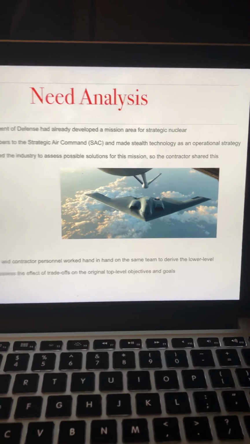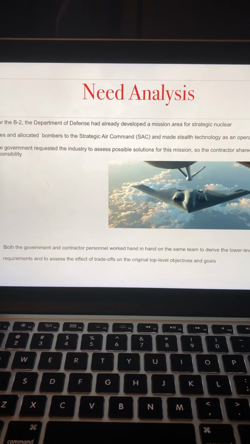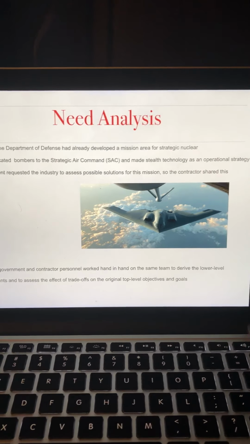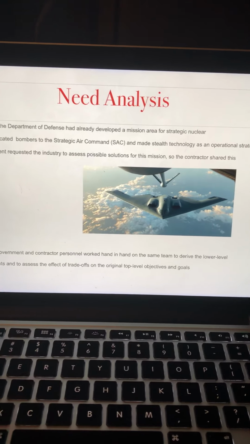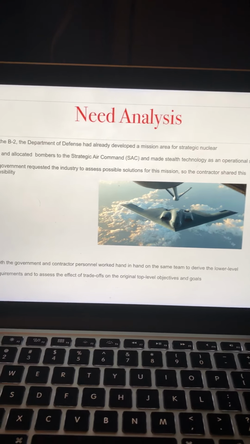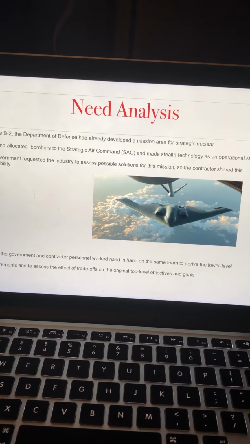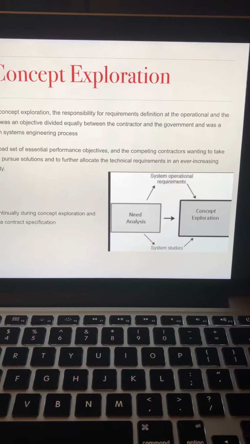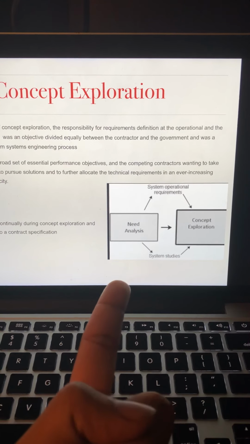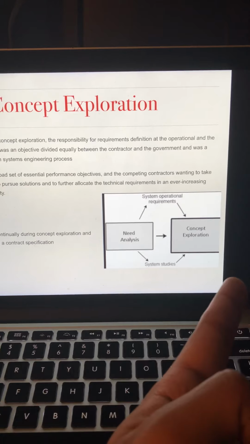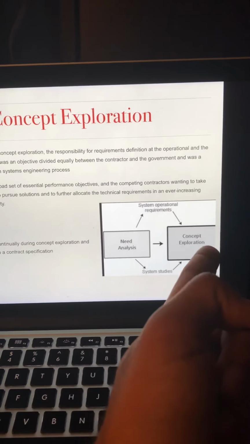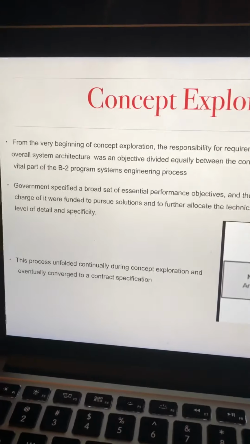So the contractor shared this responsibility. Both the government and the contractor personnel worked hand in hand as a team to derive the lower level requirements and to assess the effects of trade-offs on the top level primary objectives and goals. Then we get to the concept exploration, where you have that picture, which is the needs analysis and the requirements, and from the needs analysis, using system studies, you also get the concept exploration. Sorry for the movements.